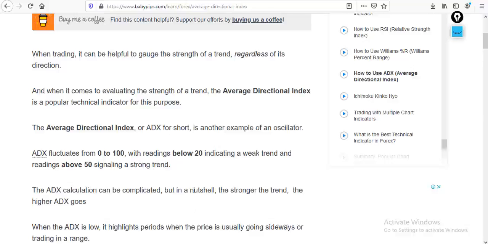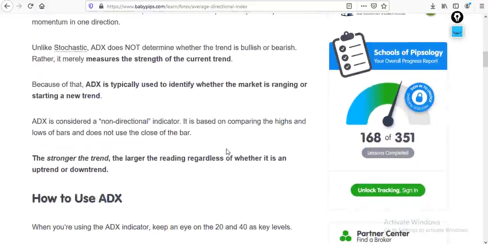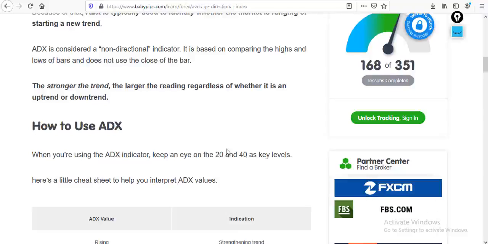It has its own readings from 0 to 100. However, the key readings fall between 20 and 50. When it goes below 20, that shows there's no steam in the market. The market is weak, traders are not very active, perhaps it's a ranging market. However, when the readings go above 50, that signals a strong trend. That's basically all there is. It is used to identify whether the market is ranging or starting a new trend. The stronger the trend, the larger the reading, regardless of whether it is an uptrend or a downtrend.